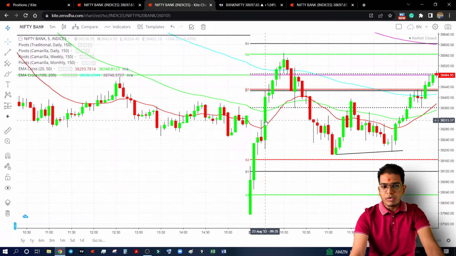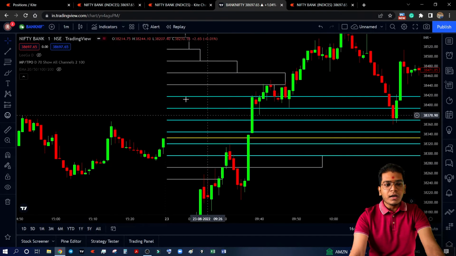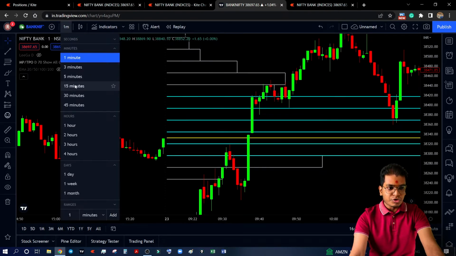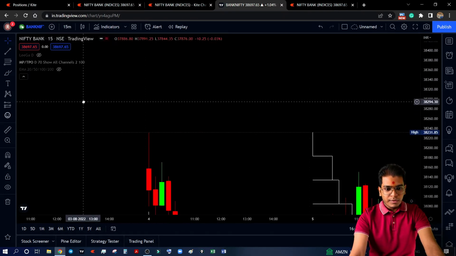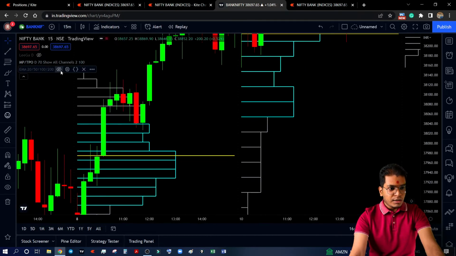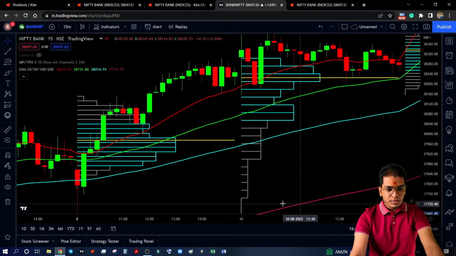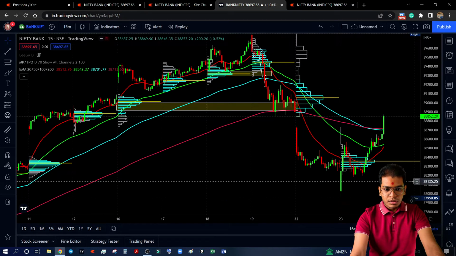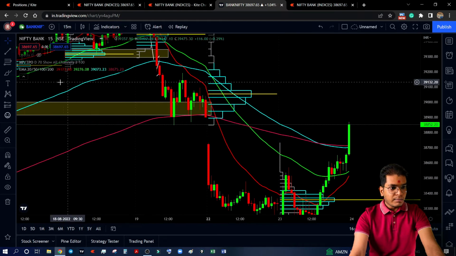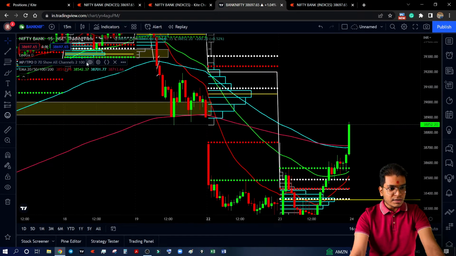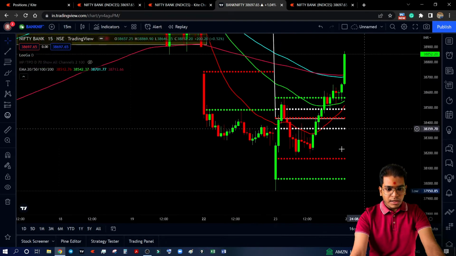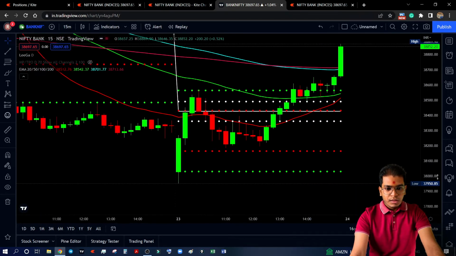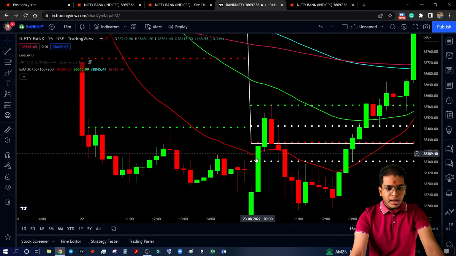What about your target? For that, we have to again go to the 15 minute time frame chart. Okay, 15 minute time frame chart, and let me refresh this. Let me enable the Camarilla and all such things. I am disabling this POC, the market profile.